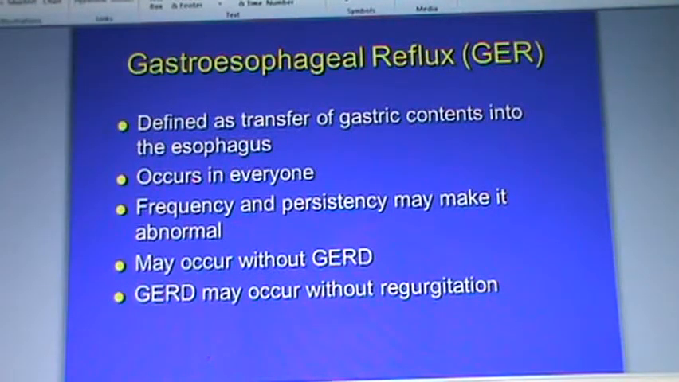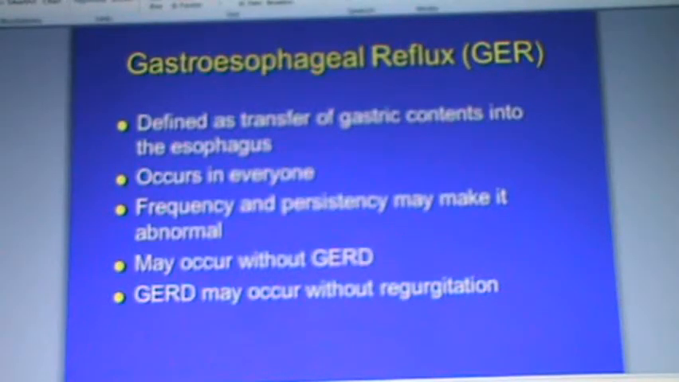GER, gastroesophageal reflux. Definition as transfer of gastric contents into the esophagus. Occurs in everyone. Frequent and persistency may make it abnormal. May occur without GERD. GERD may occur with regurgitation. What's GERD? What's the difference between GER and GERD?